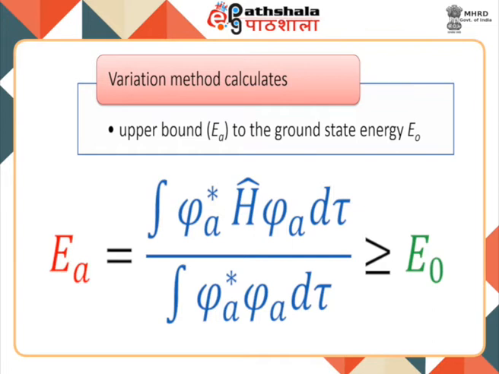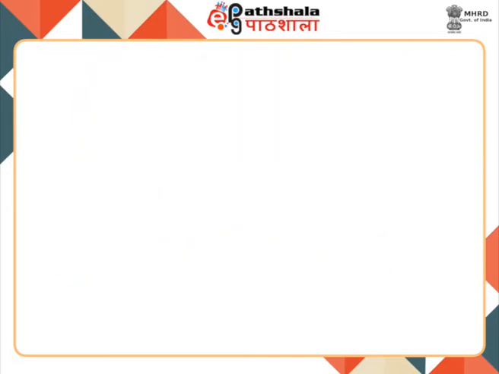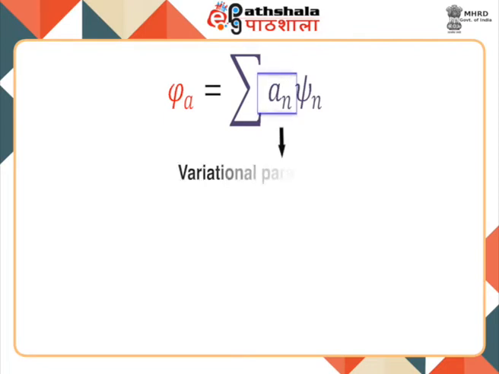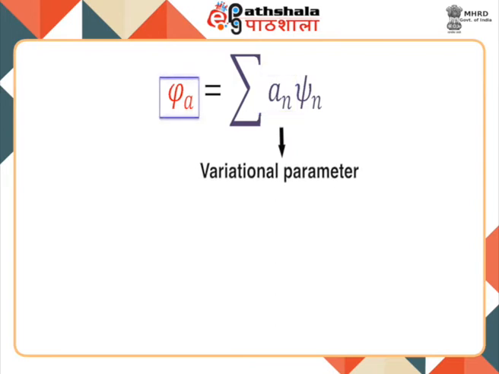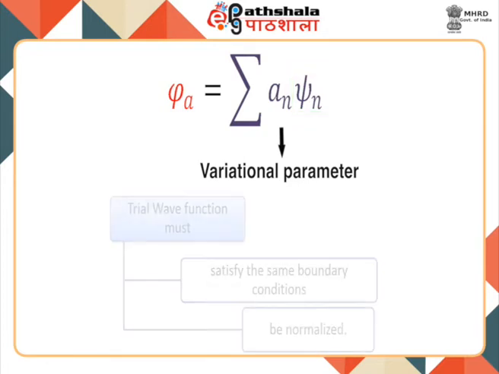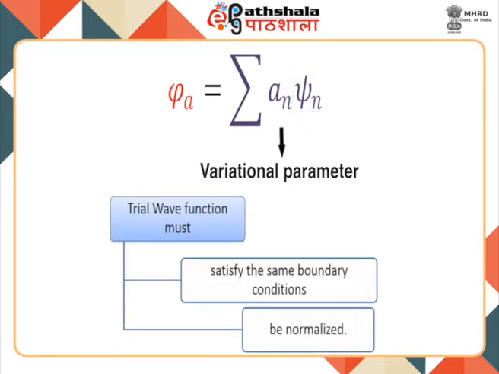A trial wave function can be taken as a linear combination of n linearly independent functions as given in equation 2, where a n refers to the variational parameters. So, psi A, that is the approximate function, can be expressed as linear combination of orthonormal sets of functions psi n. The trial function so chosen must satisfy the same boundary conditions as the exact wave function and should be normalized.